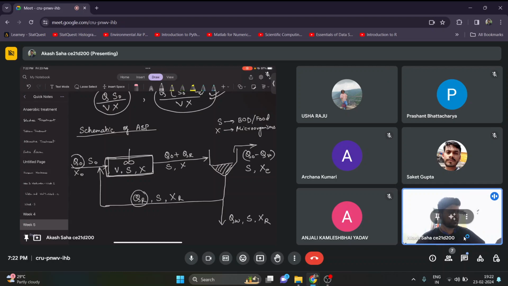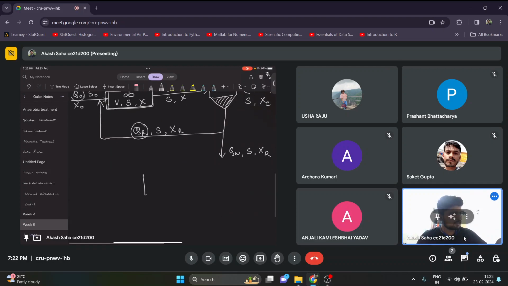Yeah, so what is happening is, if I draw this secondary settling tank, so this is the settling tank. In this, what is entering is X. Let's say 1,000 milligram per liter of X is entering.